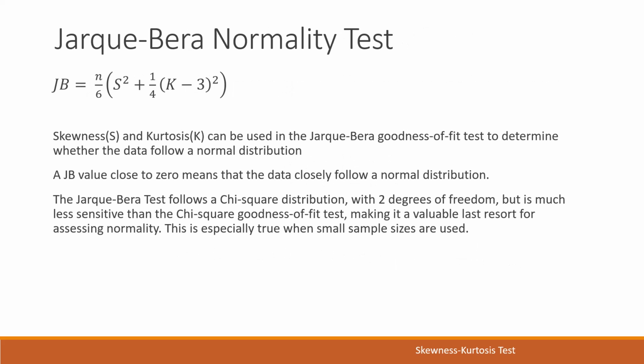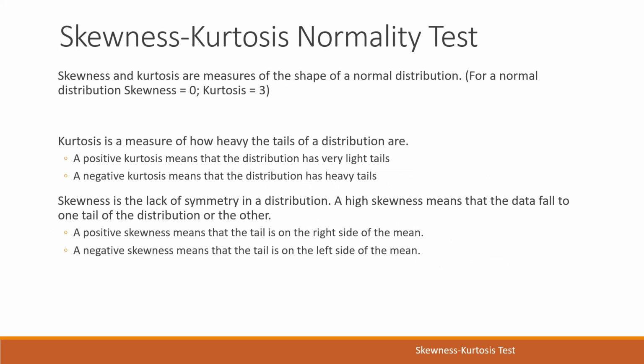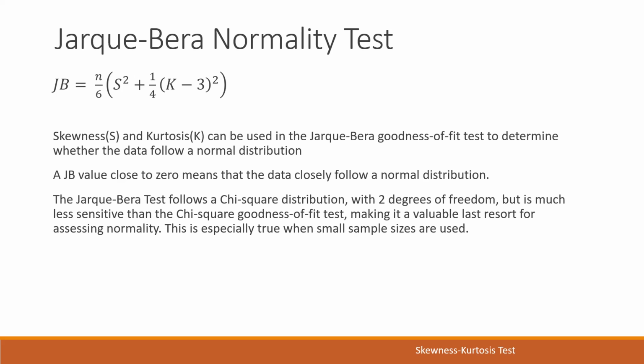And how we do this is we use the Jarque-Bera goodness of fit test to determine whether or not the data follow the distribution. A JB value close to 0 means that the data closely follow a normal distribution. So the S there is your skewness, K is your kurtosis. The reason that K is minus 3 is because we're actually using an adjusted kurtosis. Like I said earlier, in a normal distribution, kurtosis is 3. So we subtract the 3 to show us how far off our kurtosis is from a normal distribution. And that's how we get that a JB value close to 0 means a good fit.